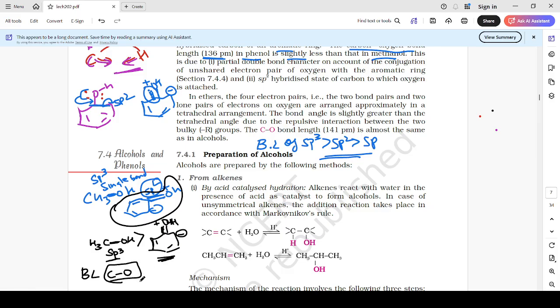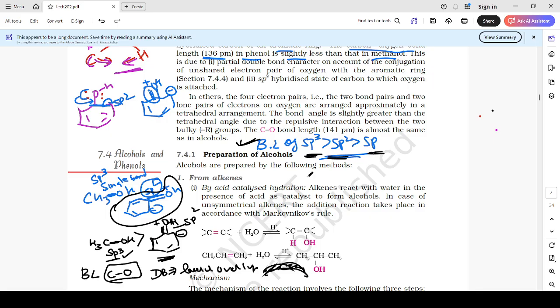Since it has double bond character, how is a double bond actually formed? A double bond is basically formed by lateral overlap. That means they have to come close together for the hybridization to happen like this. Because of that, bond length of sp3 will be more than sp2, more than sp. Now this is sp3, this is sp2. Whose bond length will be more?